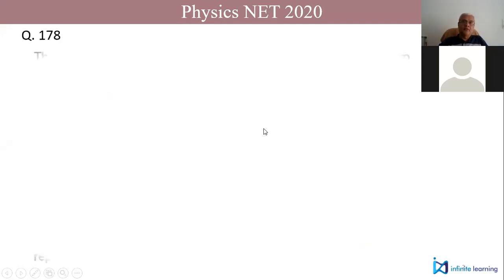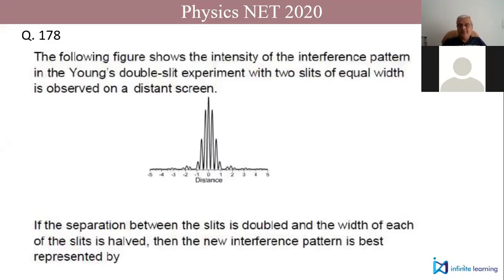So your problem is this. The following figure shows the intensity of the interference pattern in the Young's double slit experiment with two slits of equal width. Now this is not a straightforward problem, and it does not require you to do any mathematical calculation. It is expecting you to do very careful analysis and arrive at a qualitative conclusion. You have to be extremely careful when you do such problems.